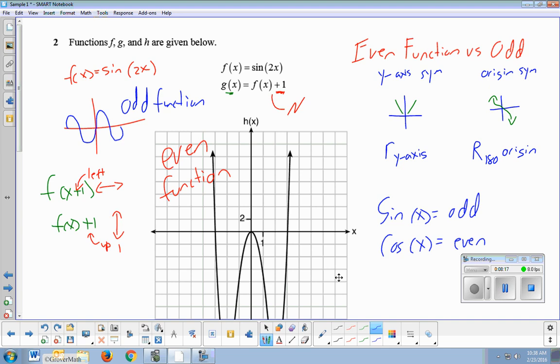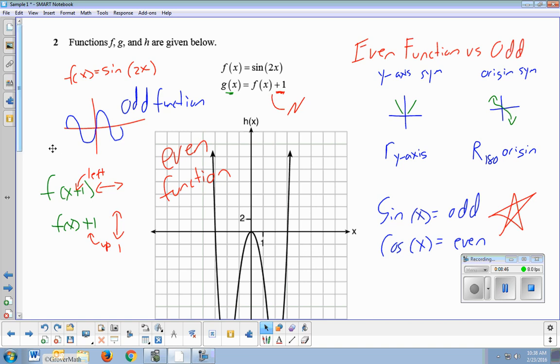So I think you're very likely to see a question like this on the Regents. Maybe not this exact format, but with this information, knowing that an even function is y-axis symmetry, an odd function is rotation 180 through the origin symmetry, and then of course neither is neither. But I think it's important to really know that sine is an odd function and cosine is an even function, unless it's translated up, down, left, right, stuff like that.